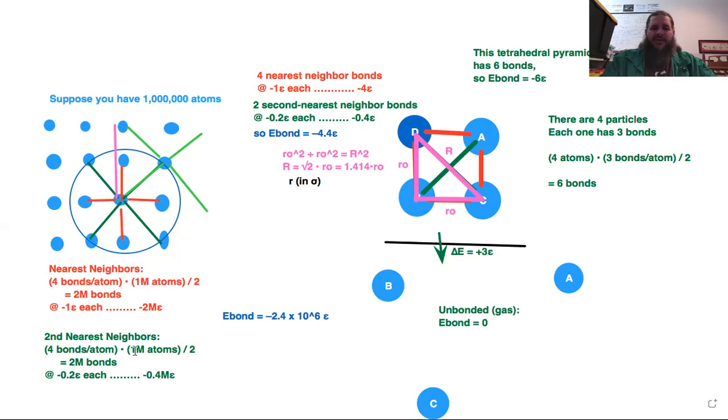And even that's not going to be exact. We're ignoring, for instance, the third nearest neighbors, the fourth nearest neighbors, the fifth nearest neighbors. But generally, by finding the nearest neighbors and second nearest neighbors, that's going to be a pretty good estimate, because the third nearest neighbors and beyond contribute very little to the energy. Any questions on that?